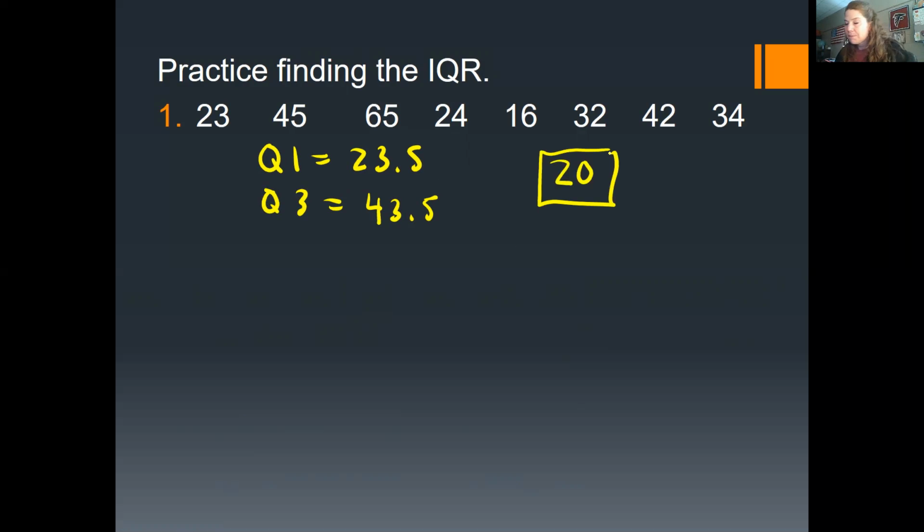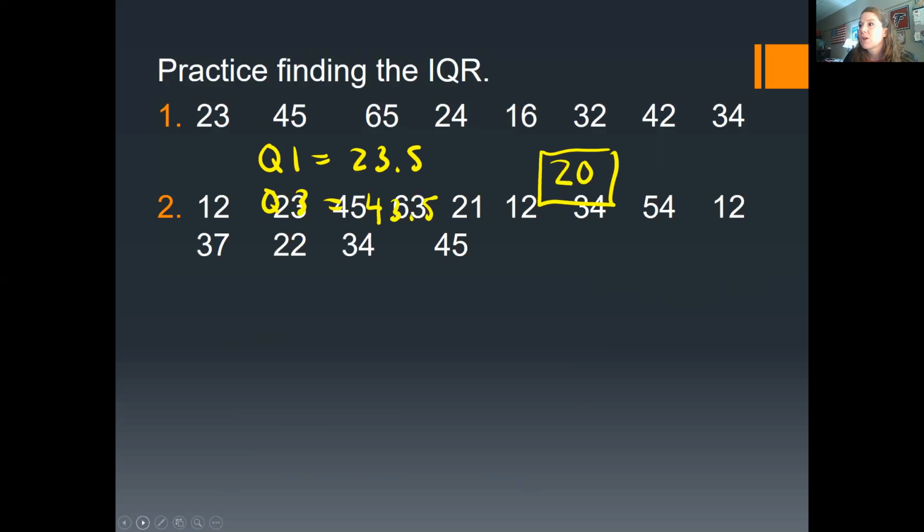Okie doke. All right, and then you guys have 2 more sets to do of that. You can either do it by hand, you can put them in order, find the middle number, then based on that, find the lower quartile, the upper quartile, and then subtract those 2 numbers, or you can use your calculator. Okay, so you guys try those.